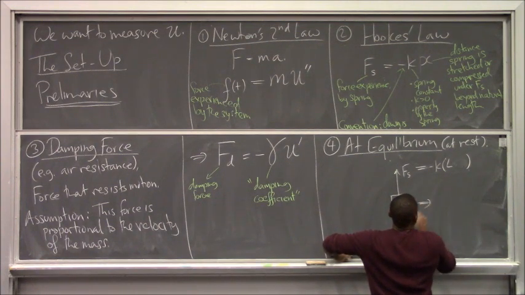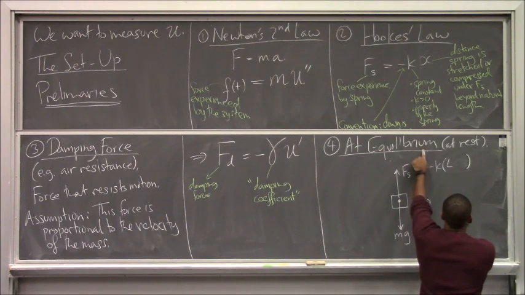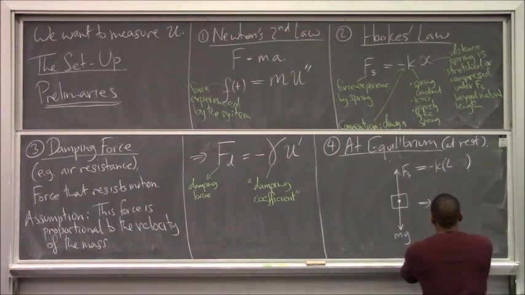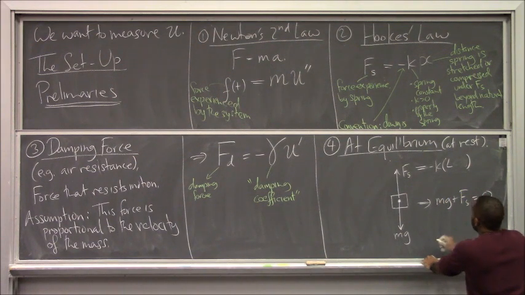So ultimately, what does this mean? If the downward force is mg, the upward force is minus kL, and it's not moving because it's at equilibrium, the sum of all forces must equal 0. So the mg plus the Fs must equal 0. So this means that mg minus kL must equal 0. We're going to use that later, so remember that. Call that star.